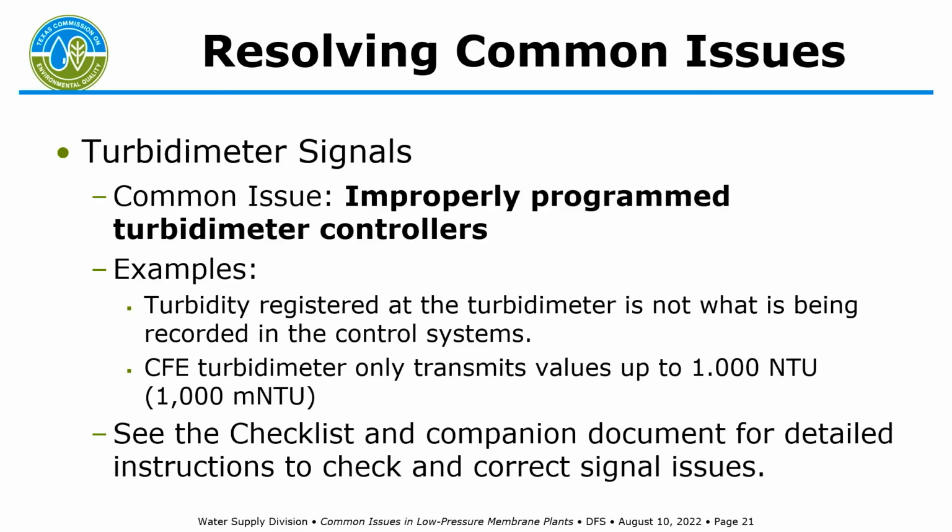Another common issue is improperly programmed turbidimeter controllers. And I go out to plants, and sometimes I'll see that the turbidimeter is reading 0.5 NTU, but the control system is recording 0.2 NTU. Oh, what the heck is going on? That's a spanning issue.